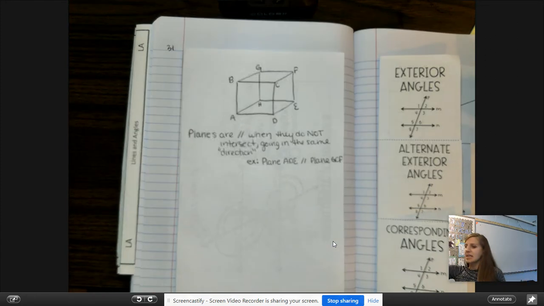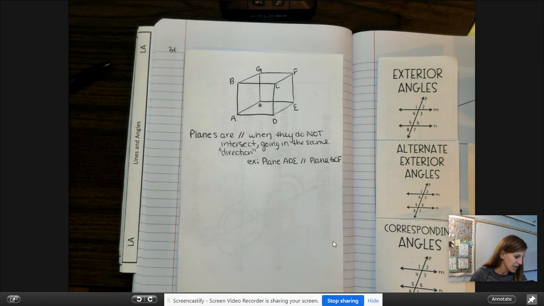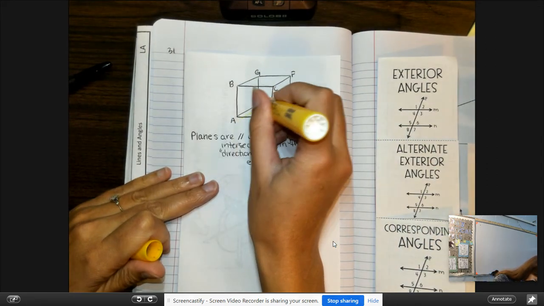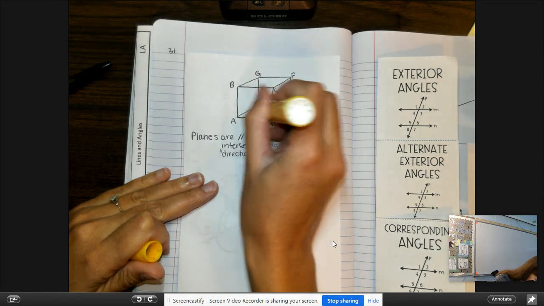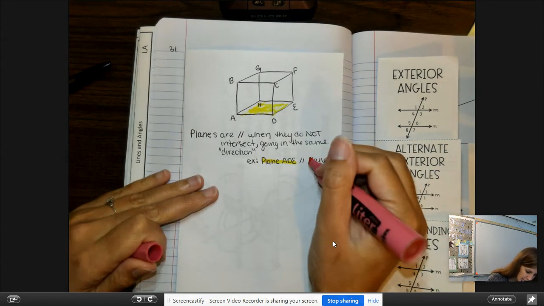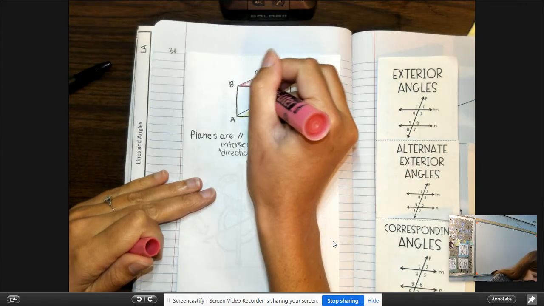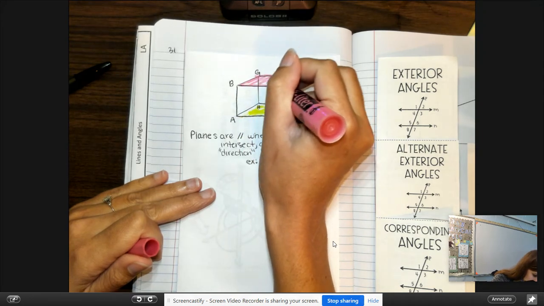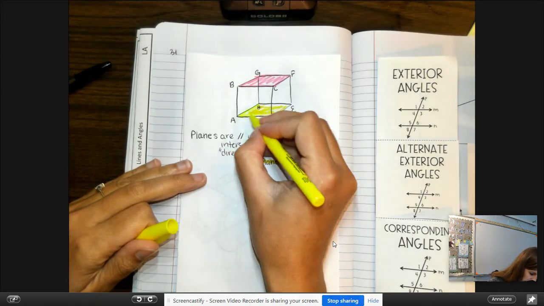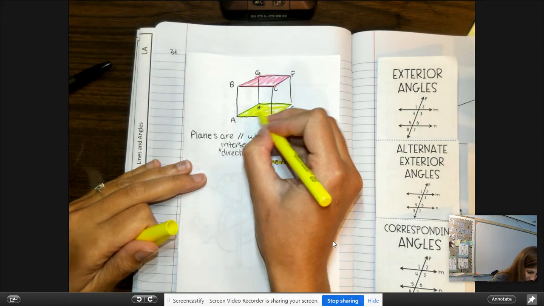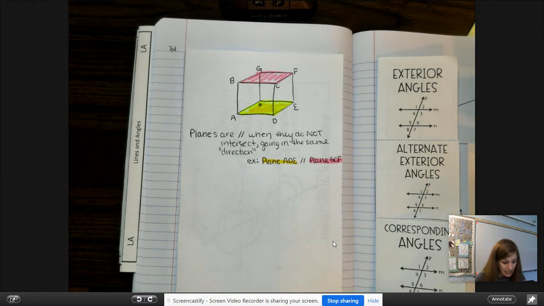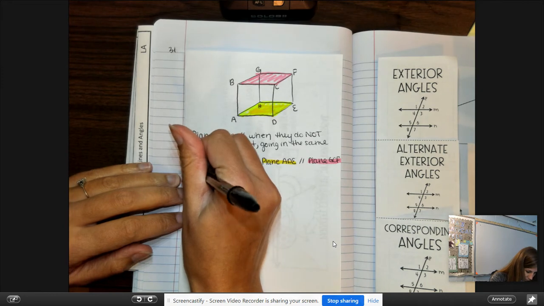so maybe let's get some color going on here with some highlighters. This guy, my yellow plane is the bottom. Man, that highlighter is just dead. And then this plane here is the top. And so those would be some parallel planes because they're both horizontal, laying flat and not going to cross each other. And yeah, we only need to name them with 3 points because 3 points make a plane. Now, planes could also be perpendicular.